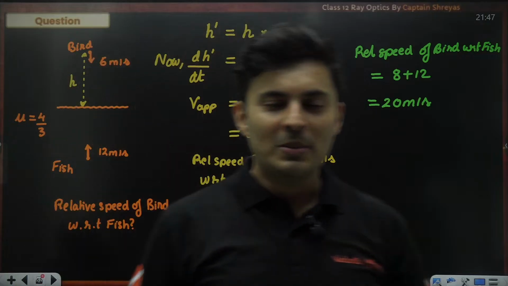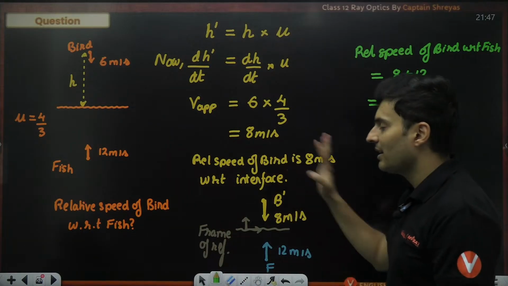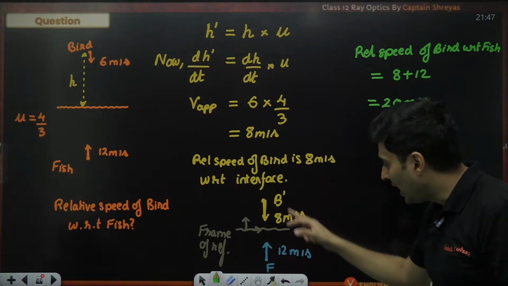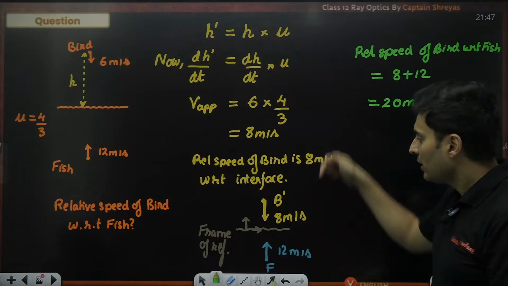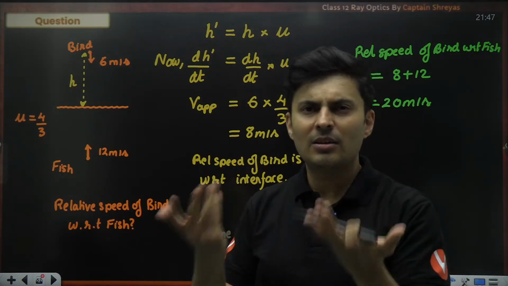Got it? So this is a good level of question. Many students just leave the answer at 8. They forget to add this. Then they get confused whether to add them or subtract them. That you need to think. If both are moving in opposite directions, it will be addition. If it is the same direction, it will be subtraction.